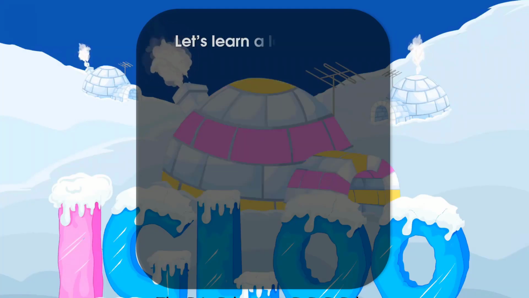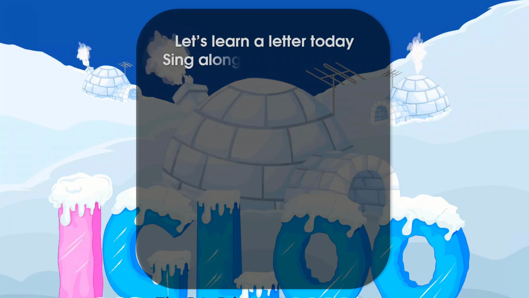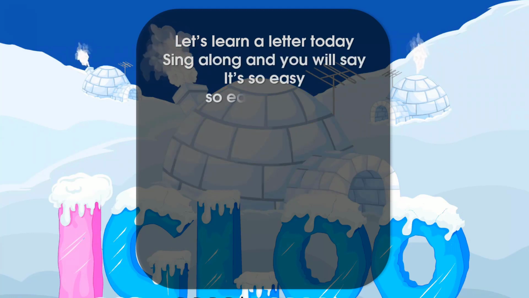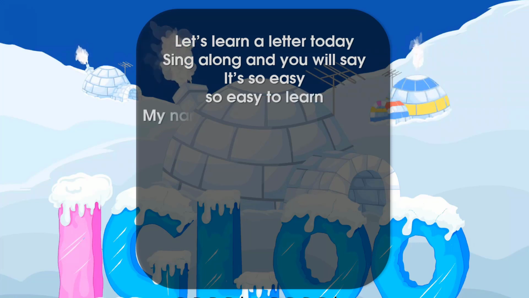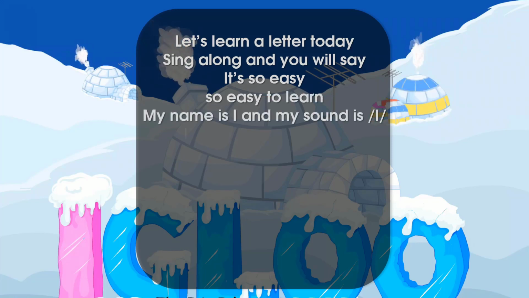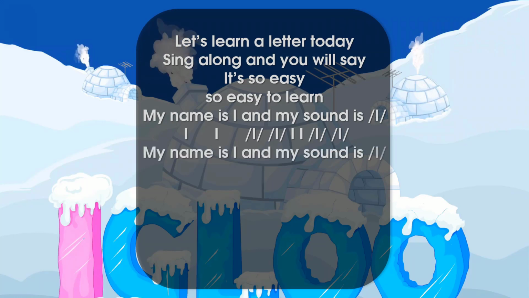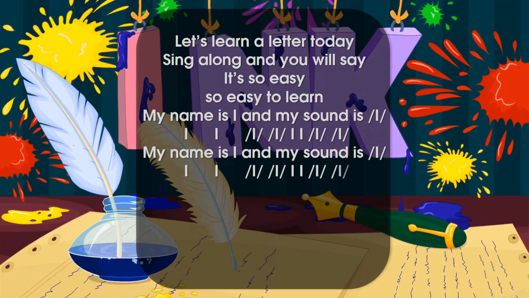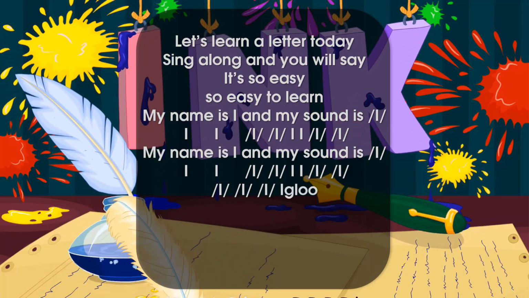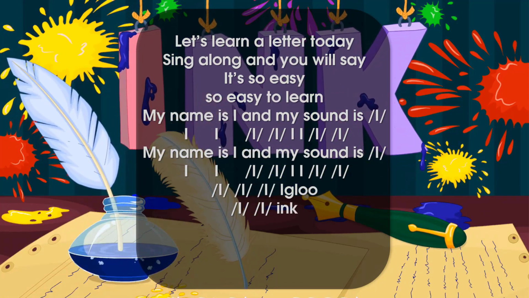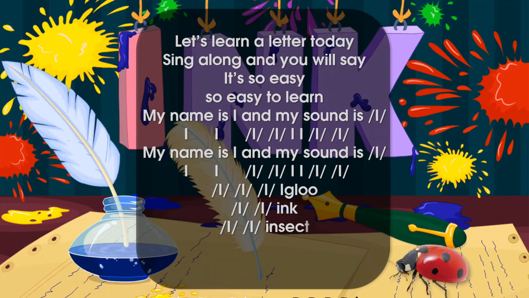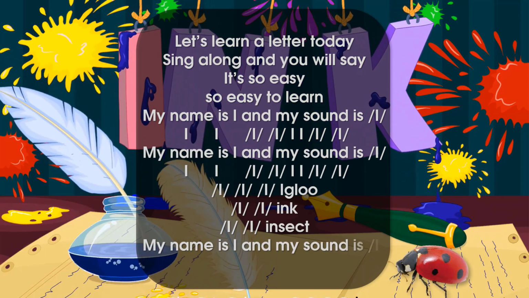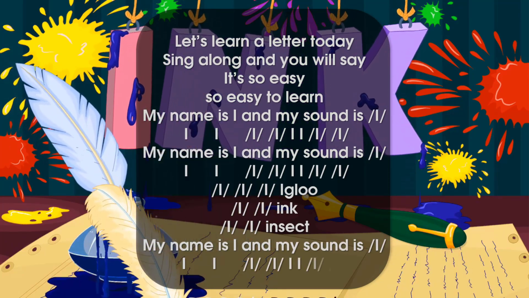Let's learn about a letter today. Sing along and you will say it's so easy to learn. My name is I, my sound is E. I, E, E, E. My name is I, my sound is E. I, E, E, E. E, E, igloo. E, E, insect. My name is I, my sound is E. I, E, E, E.